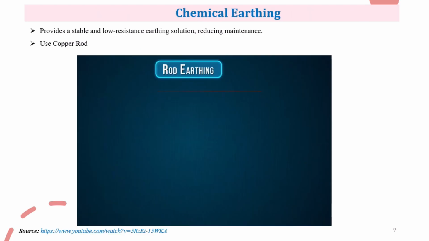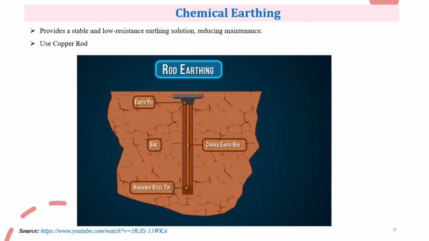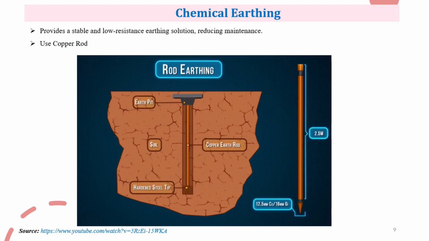Now, let's discuss chemical earthing, which is often a better option. It uses a copper rod surrounded by special materials that help to reduce soil resistance. Some benefits of chemical earthing include: 1. It needs less space. 2nd, it requires less maintenance since you don't have to keep adding water. And 3rd, it lasts longer, about 10 to 15 years compared to traditional methods.